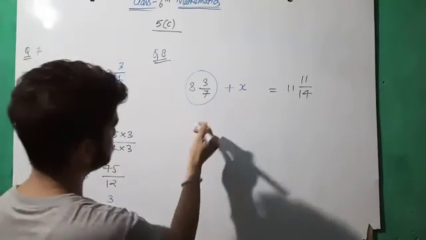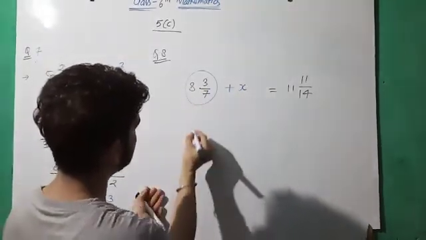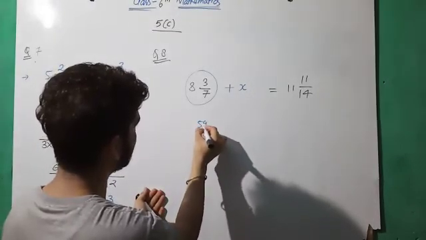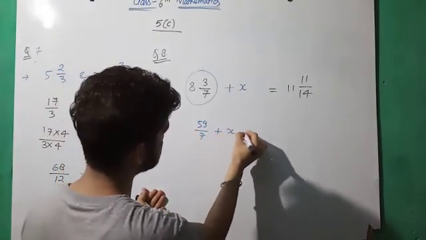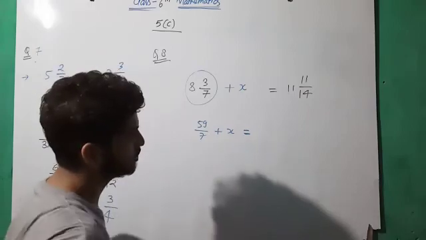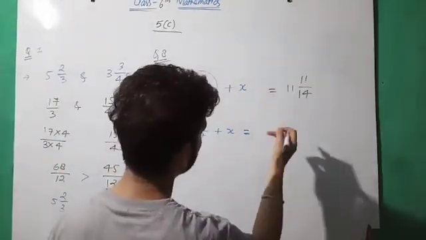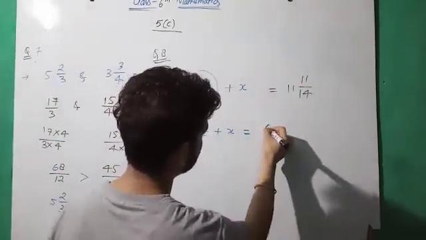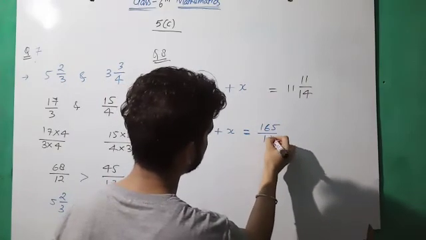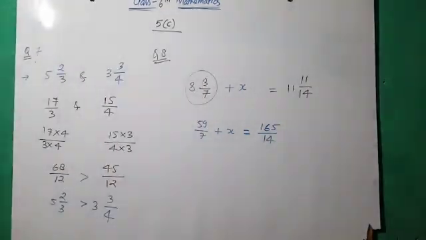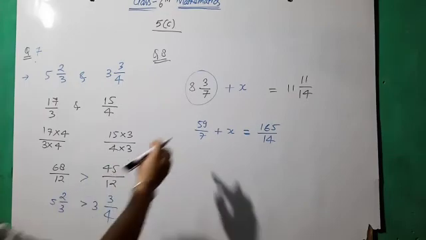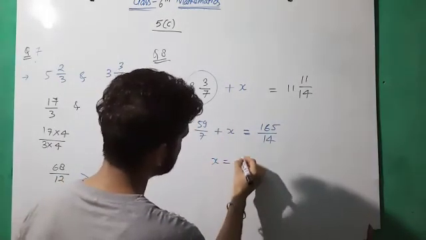Now, first of all, change this number, 7 times 8 is 56 plus 3, 59 upon 7 plus x equal to 11 times 14 is 154, 154 plus 11, that is 165 upon 14. Okay. I always said that you have to remember the tables. Okay. Now you have to just subtract this number from this.